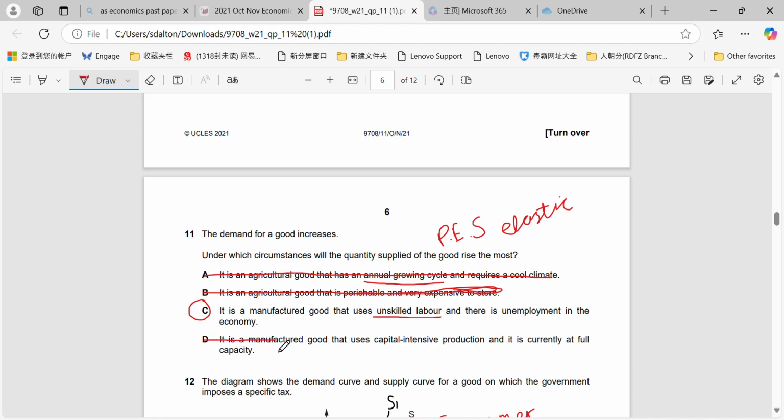And if they use capital intensive production and they're at full capacity, what they need to do is they need to increase their capacity before they can make their PES more elastic, and that will only take place over the long term by being able to increase their capital equipment or maybe increase the size of the building that they're operating in.